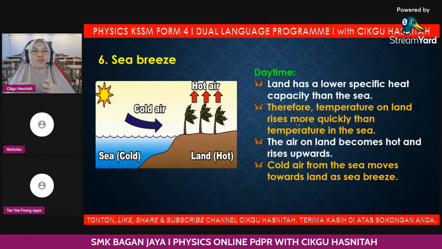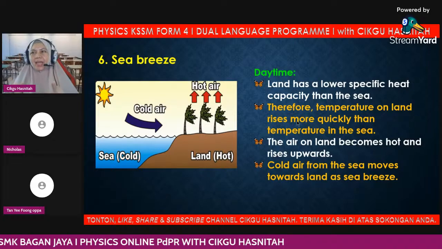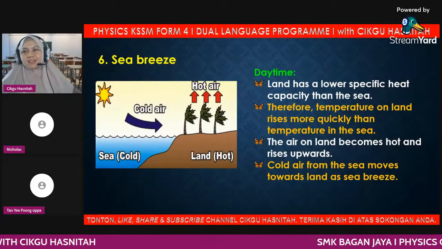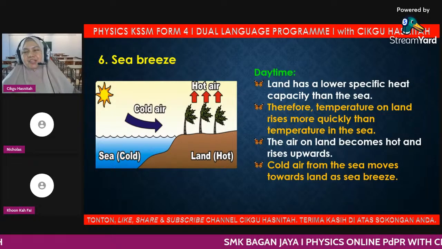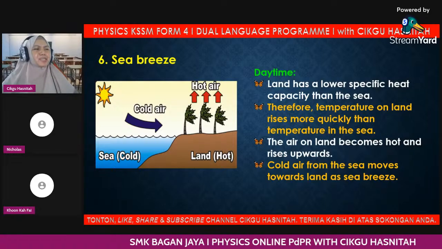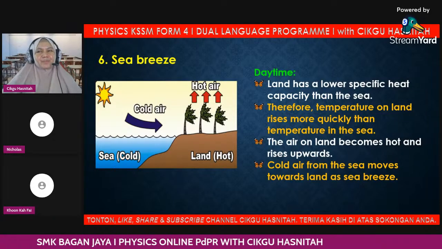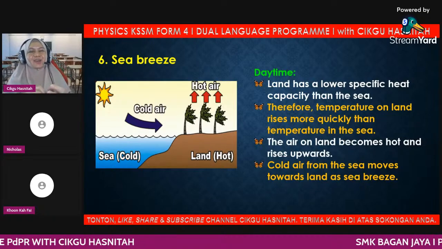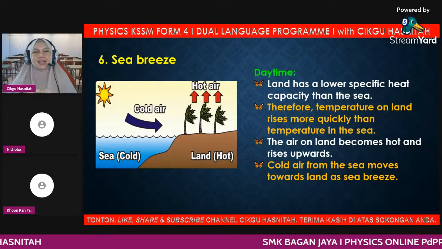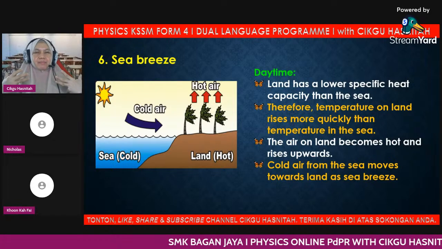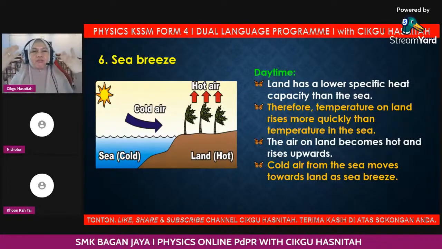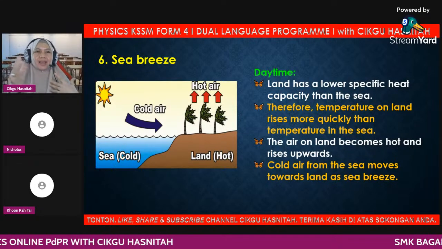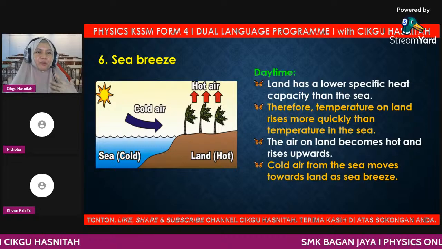This one I believe you are familiar with, sea breeze and land breeze. What is sea breeze, students? Can you give a short explanation? What do you understand by sea breeze? Apa itu sea breeze? The sea is colder than the land. Generally we call sea breeze the movement of air from the sea towards the land. That's why kita panggil dia sea breeze, as the wind is coming from the sea.